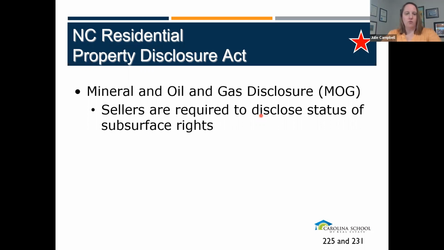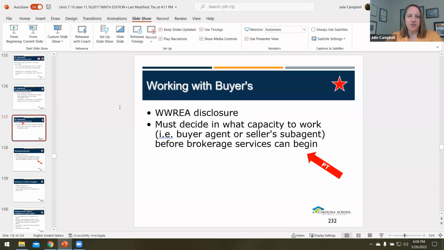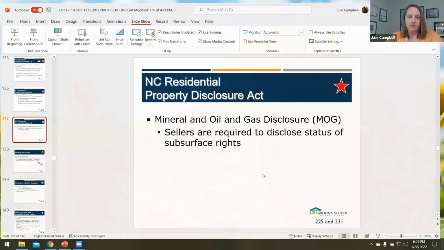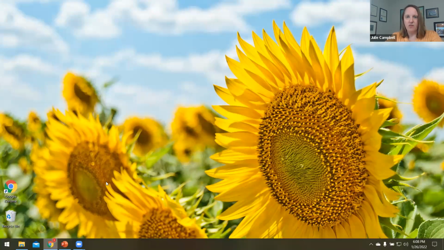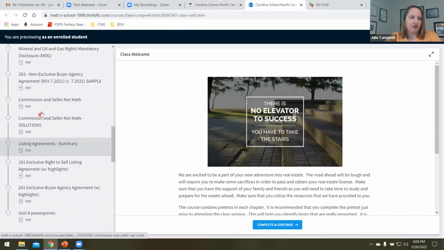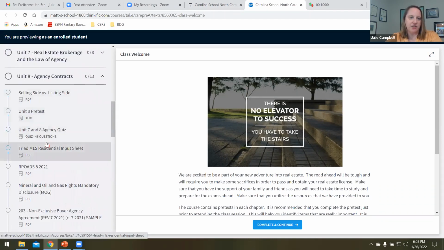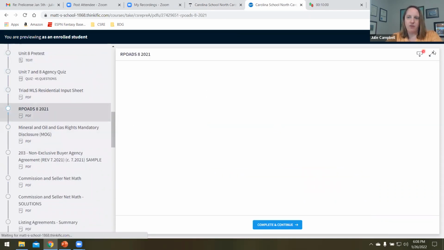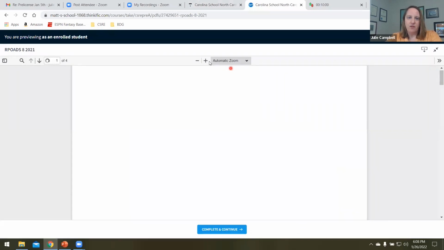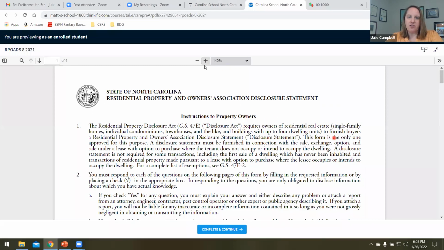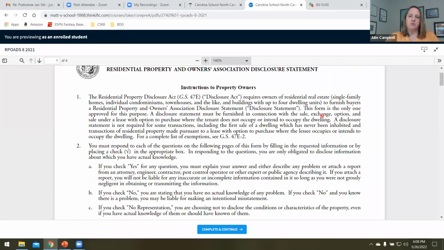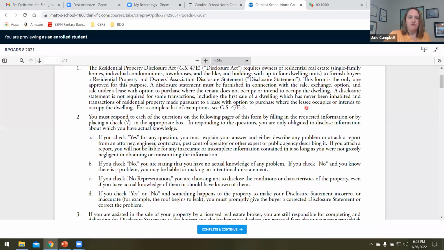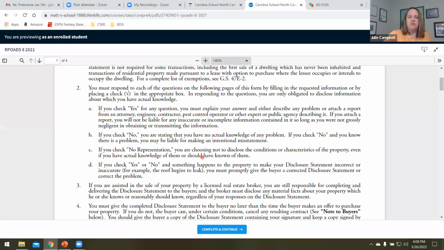So let's go look at these forms. I got both of these in Learn, Test, Pass for you. If we look in the Unit 8 material of Learn, Test, Pass, the RPODs starts with instructions to property owners, explaining to the owners their right not to disclose. You don't have to disclose. This isn't caveat emptor. It tells the sellers their options.